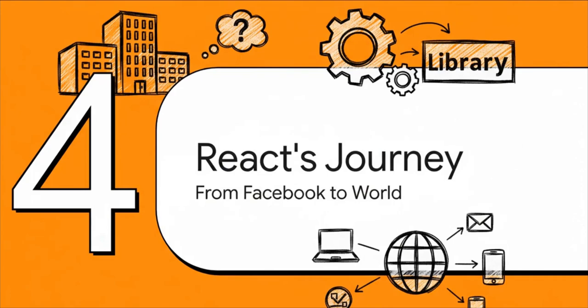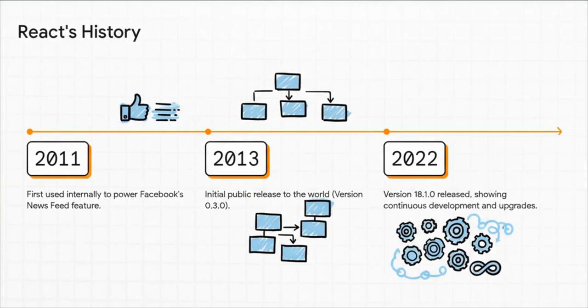So where did this thing even come from? Well, React wasn't born in a garage. It was forged in the fires of one of the biggest websites in the world to solve a very real problem. Its story starts way back in 2011. Facebook started using an early version of it to power their own newsfeed. You know, that thing that's constantly changing. It worked so incredibly well that by 2013, they decided to open source it and share it with the world. And it hasn't stopped growing since, which tells you it's a really mature, reliable piece of tech.